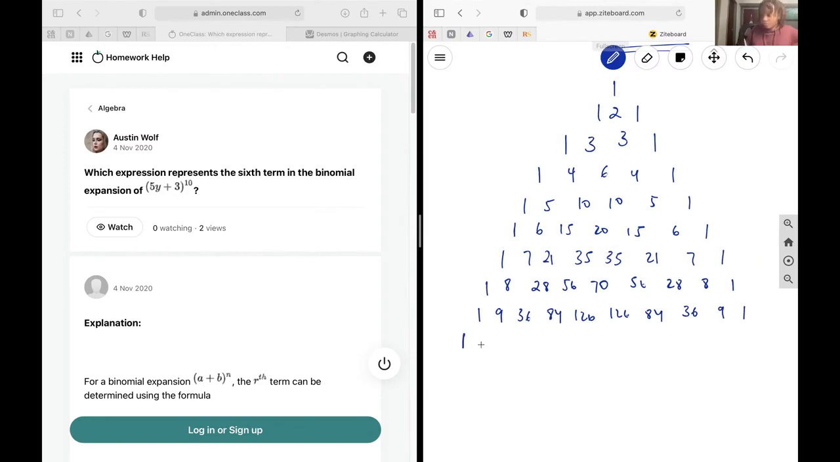We get 1, 10, 25, 120, 210, 252, 210, 120, 25, 10, 1. Sorry, this is supposed to be 45.